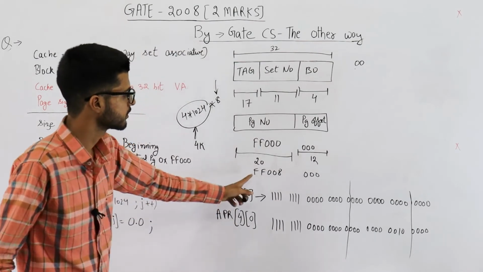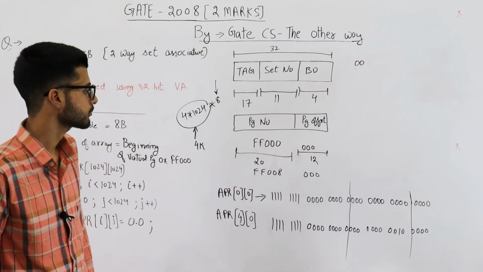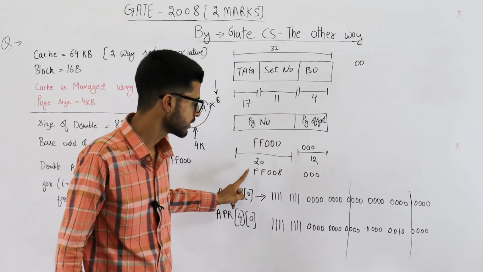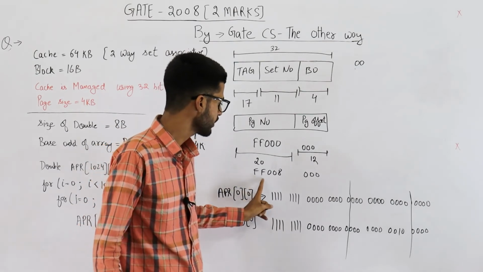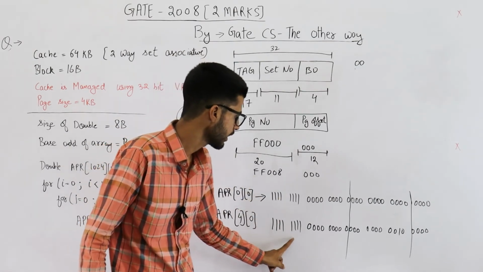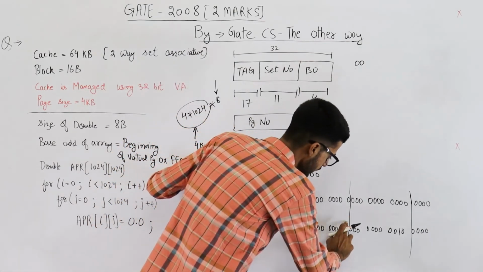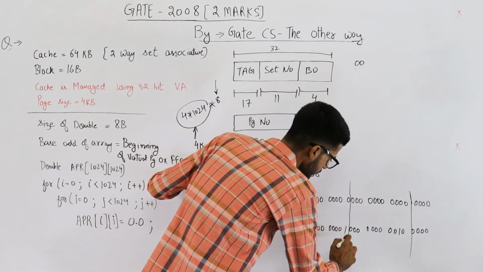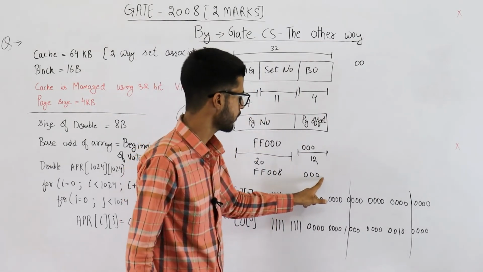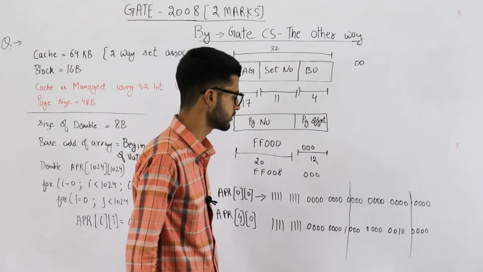Okay. So this is the address of this element. Now convert this address into binary. Look, FF00 is okay. FF00. 8 has to be changed. That means you are going to get a 1 here. Okay. And all remaining bits will be zeros.